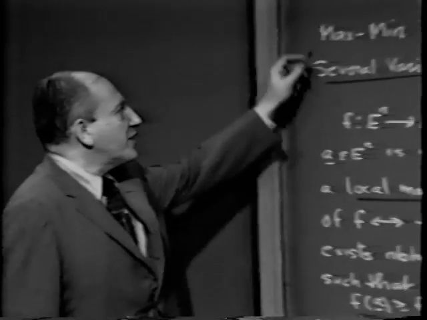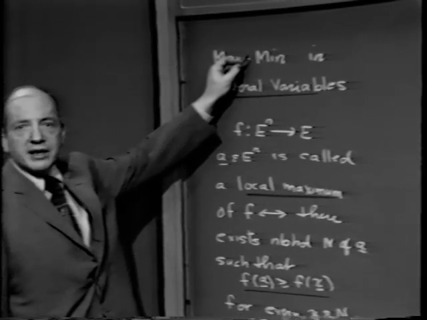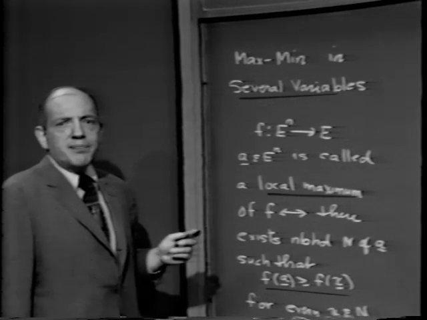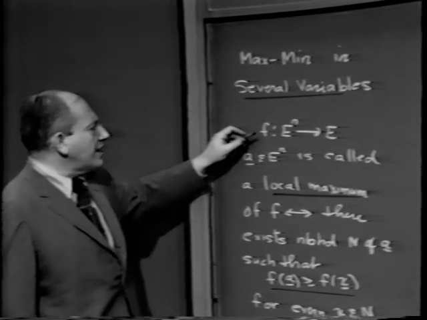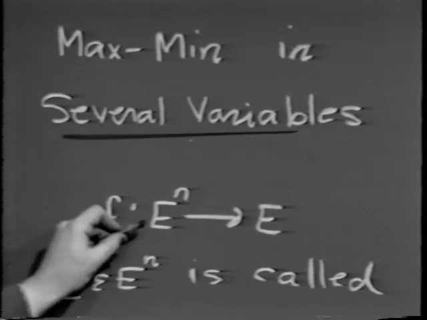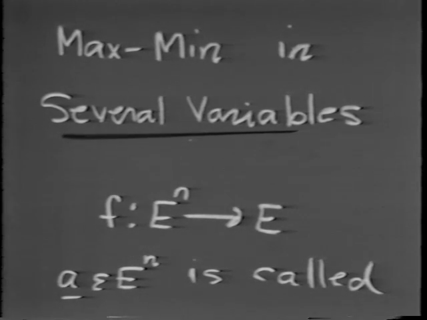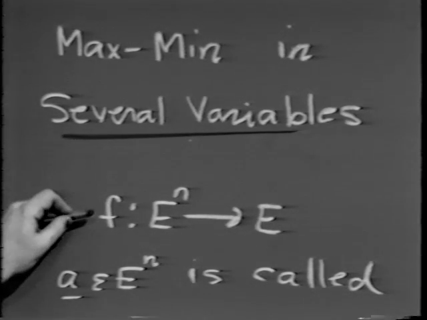The particular topic that I have in mind today is known as the theory of maxima and minima of functions of several variables. You see, in part one of our course, we studied the special case where we had a function from the real numbers into the real numbers, and what we were looking for were values of the independent variable for which f was either maximum or minimum.